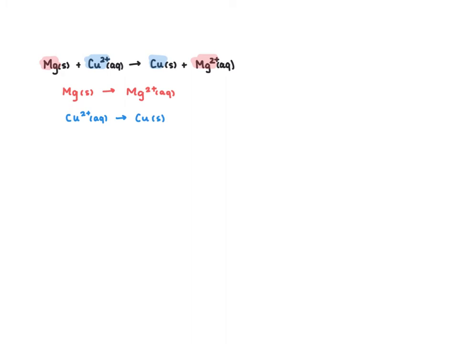So it goes from an oxidation state of 0 to an oxidation state of +2. Because its oxidation state is increasing, this is an oxidation half reaction. So magnesium is undergoing oxidation. Copper 2+ is reduced to copper 0 or elemental copper. So because its oxidation state is decreasing, copper is undergoing a reduction half reaction.